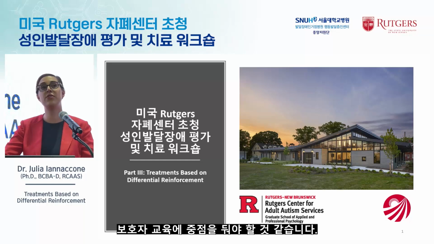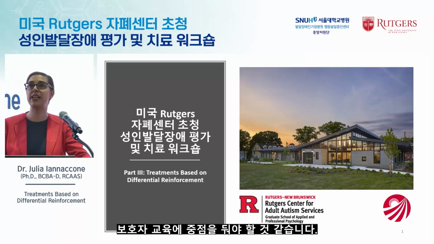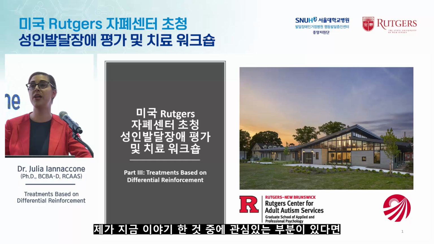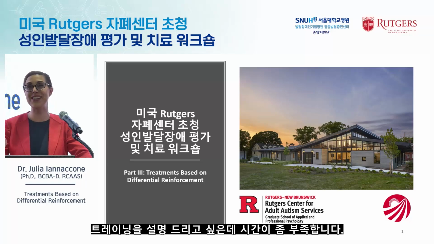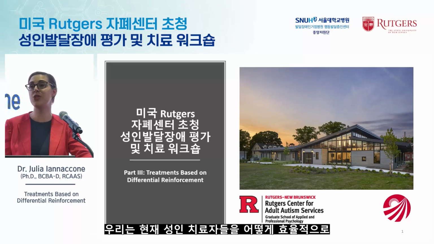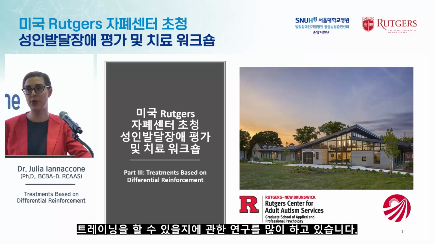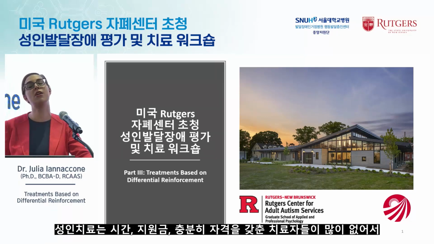But we are doing a lot of research in the adult service setting to figure out ways to more efficiently train staff without compromising effectiveness. That's really the key for adult service in general, because there's not a lot of time, not a lot of money, not a lot of qualified staff, so you have to be, as the qualified clinician, as efficient as possible, both time efficient and resource and money efficient, without compromising your scientific efficacy.